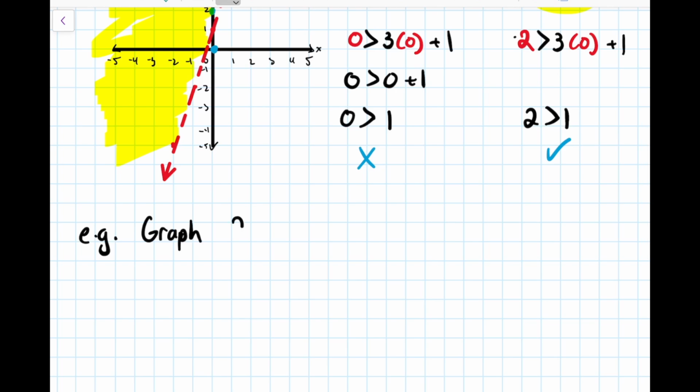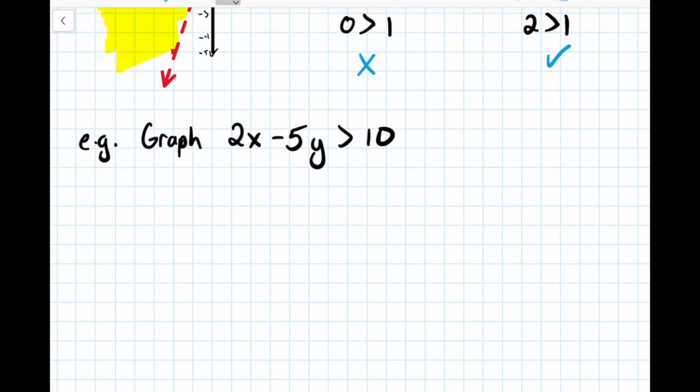So I could also ask you to graph this: 2x minus 5y is greater than 10. There are different ways to graph this, but your best bet, and the one that pretty much everybody is going to go with, is just to convert this into slope-intercept form. So we're going to convert this to y equals mx plus b to make this a little bit more simple to graph.